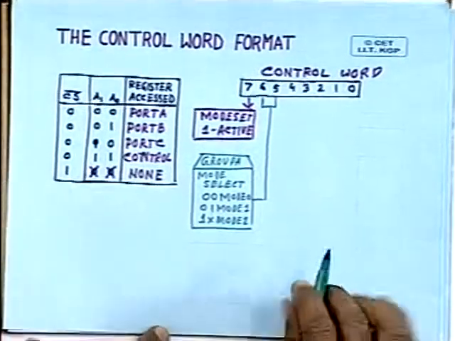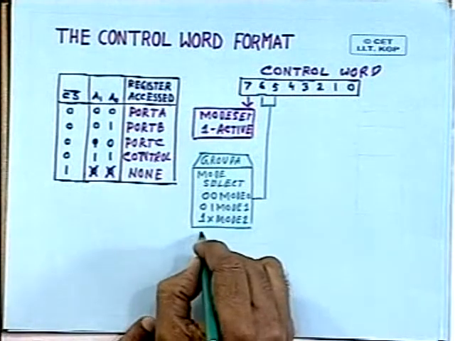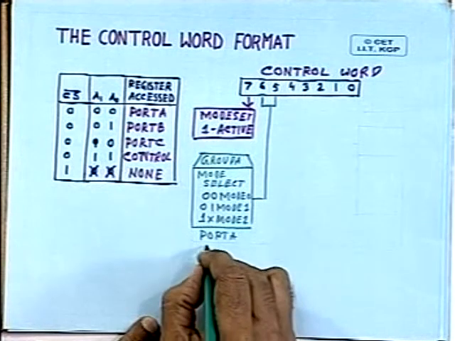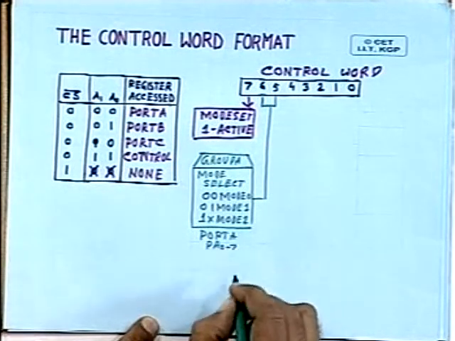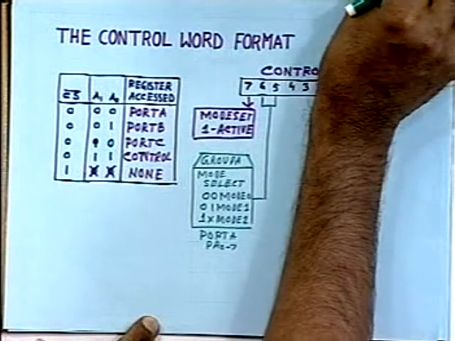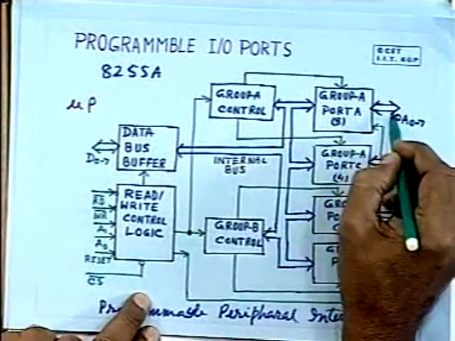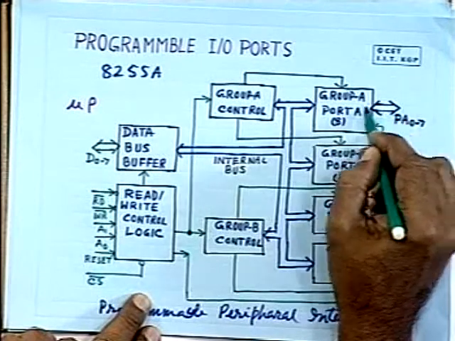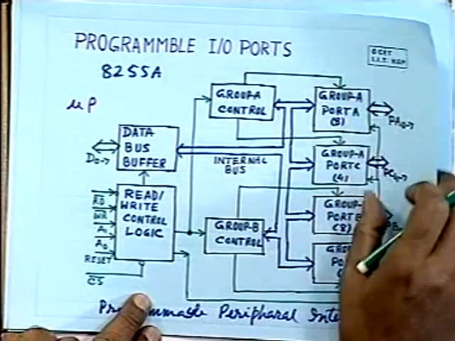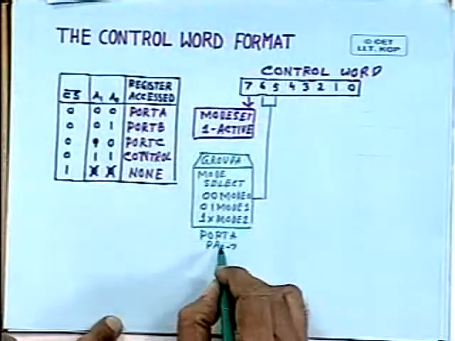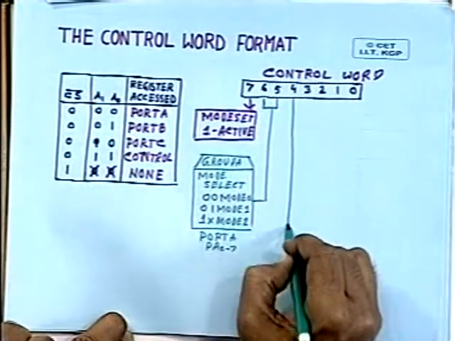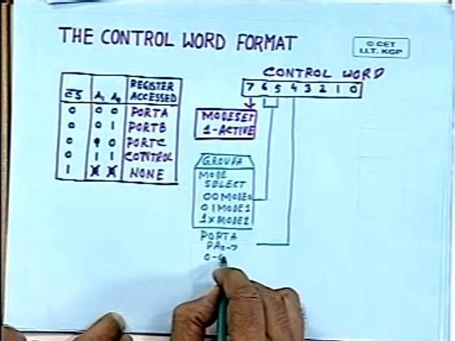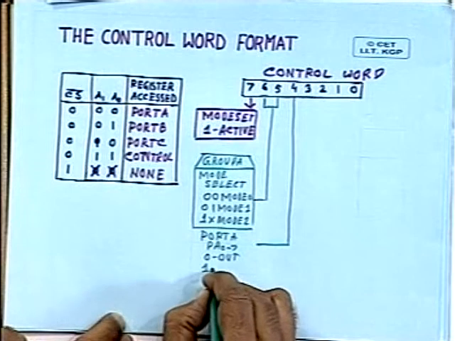And bit 4 decides the direction of port A. Port A, that means PA 0 to 7. We have seen that here I have shown it as a bidirectional line, but it can be used as an output port or as an input port. This can be configured with the help of bit 4. Whenever this is 0, it is out, and whenever it is 1, it is in.